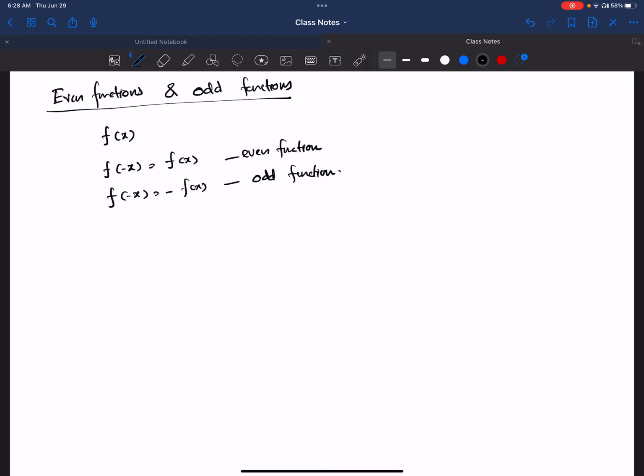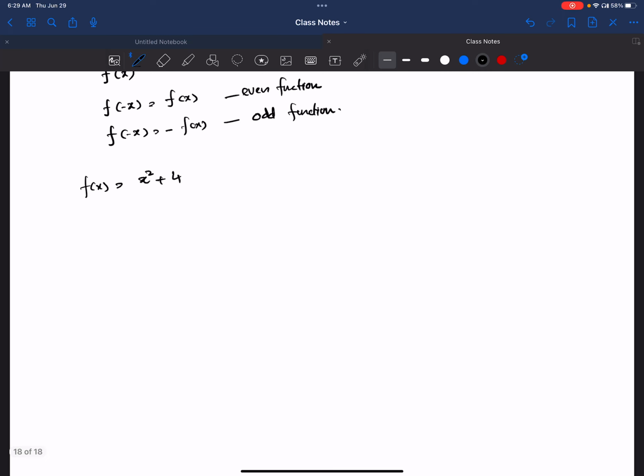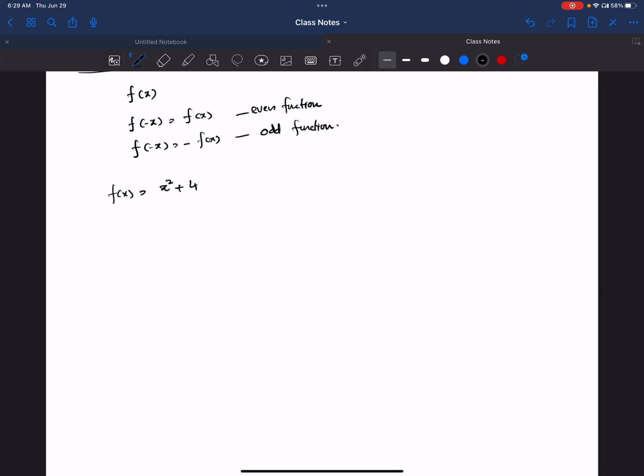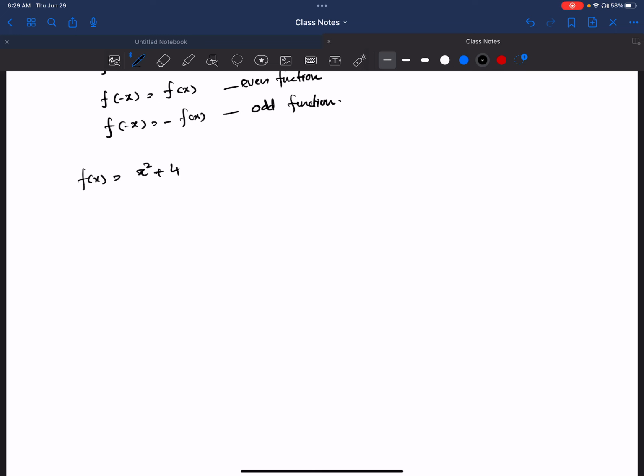For example, f of x equals x squared plus 4. How do we draw the graph of x squared plus 4? Yes, you have f of x, and at x equals 0 it's 4, right? So you can see that this is a function, and it passes the vertical line test.